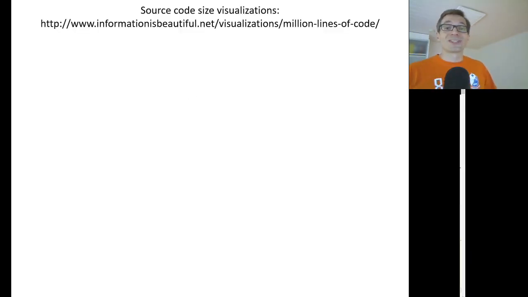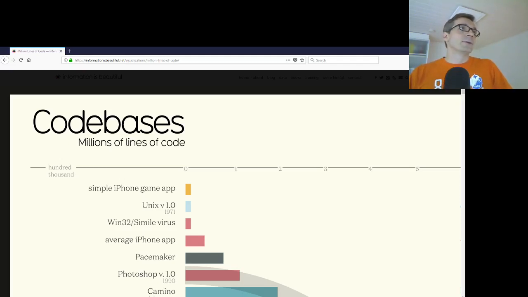More source code size visualization can be seen on the website you see on the slide. We can see, for example, that a simple iPhone game app has maybe roughly 10,000 lines of code, which is the same amount of code as in Unix 1.0, published in 1971. The scale is here on the top, 100,000, with 1 indicating 100,000 lines of code, which is met with the Photoshop 1.0 software published in 1990.